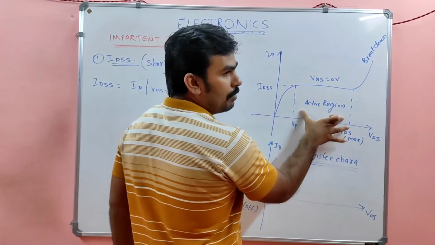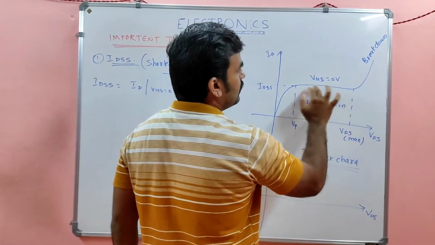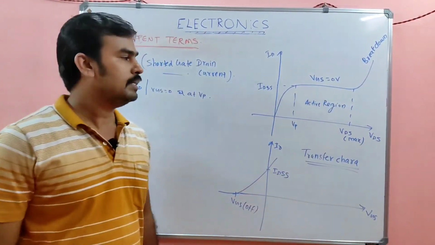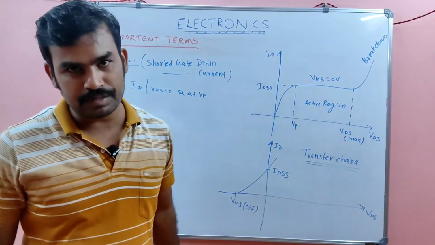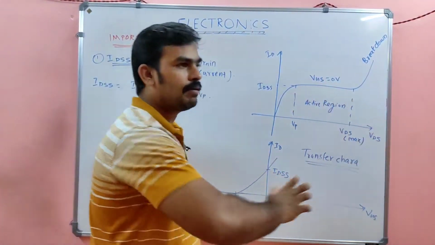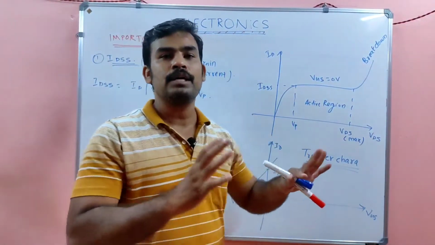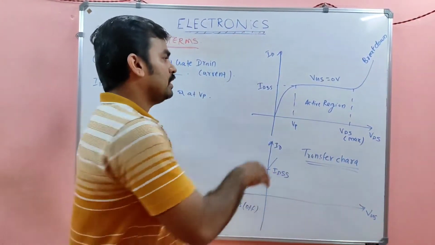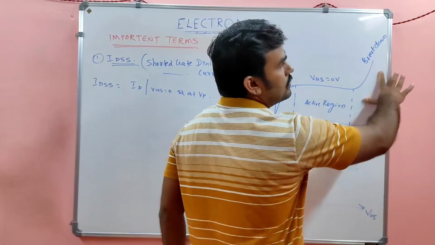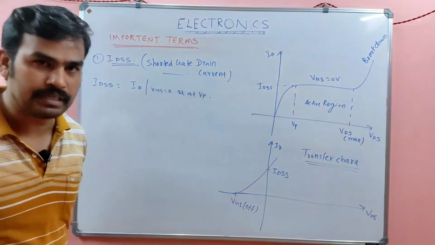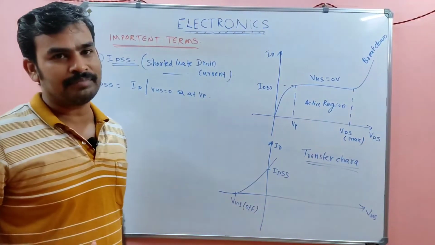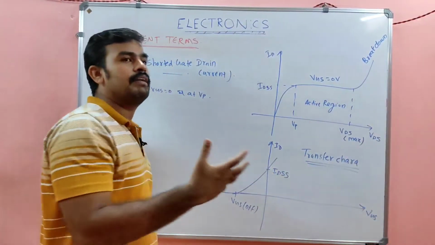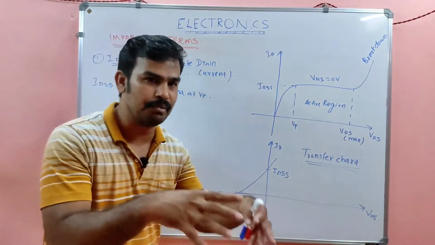So in this region, the constant current region, ID will be constant at IDSS. It is called the active region of the JFET. JFET as an amplifier, as a very faithful device, will operate only in this region. We cannot take this region or this region for the operation of the JFET, because both are unstable. So this region is always preferred whenever we are using the JFET in circuitry.